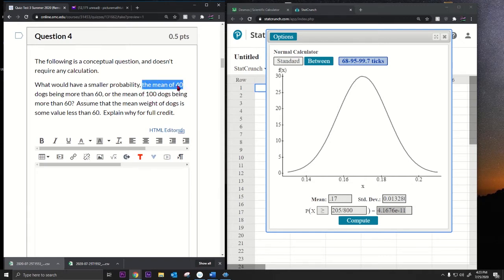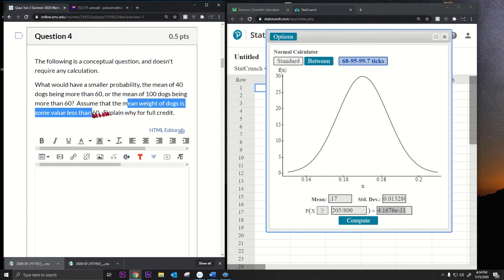So you have one scenario where you only take 40 dogs, right? And you have another scenario where you take 100 dogs. So those are 2 different scenarios. Now, what's the difference between taking 40 dogs and 100 dogs? The difference is when you take a bigger sample size, your sampling distribution is more accurate. It's more condensed. It's really close in. Therefore, your probability of getting a mean greater than 60 will be smaller because your means are going to be closer to the mean, whatever the mean is.